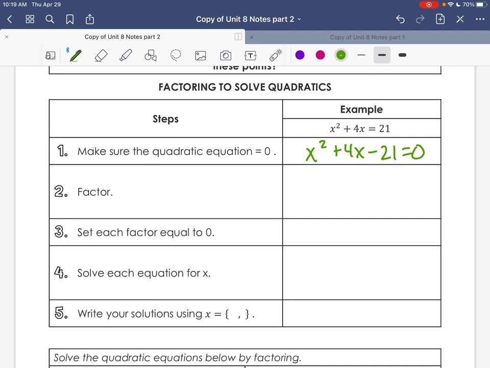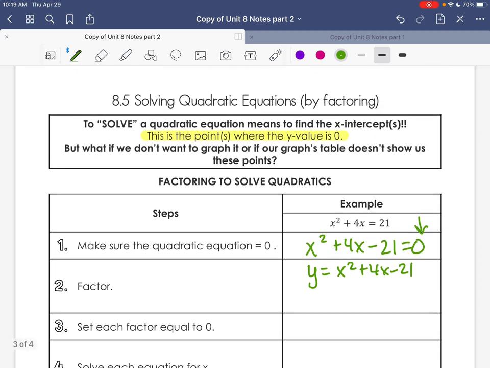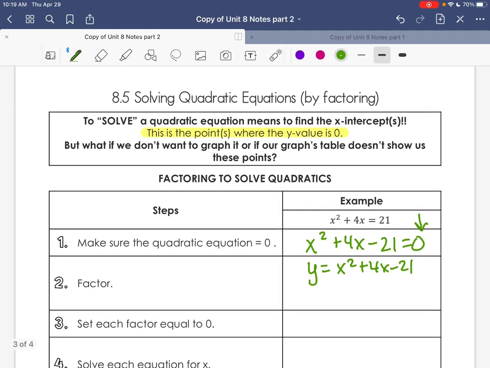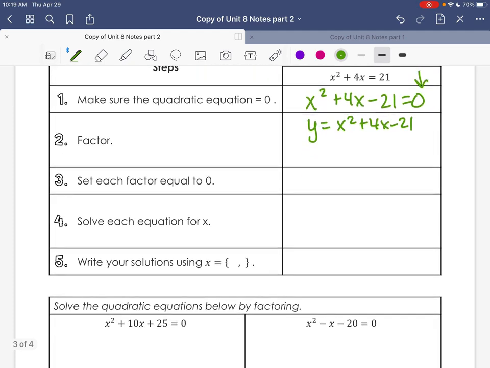Now, when we factored this, they always looked like y equals x squared plus 4x minus 21. Or maybe they didn't even have the y part at all. We were just factoring the trinomial. Well, we are now graphing things, y equals blah, blah, blah. Well, we are replacing that y with 0 because remember, this is the point where y is 0. So if we make y be 0, then we can find these x's for our solution.